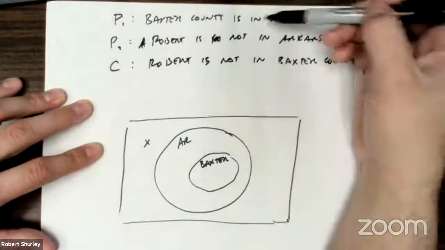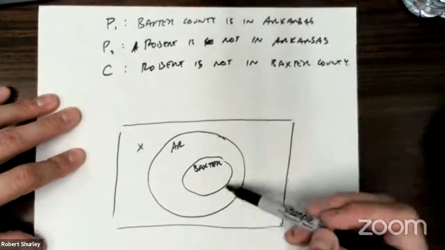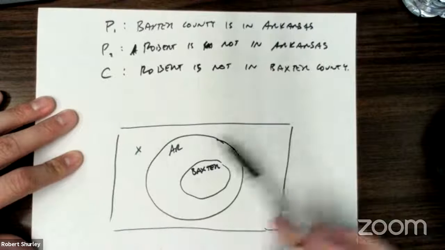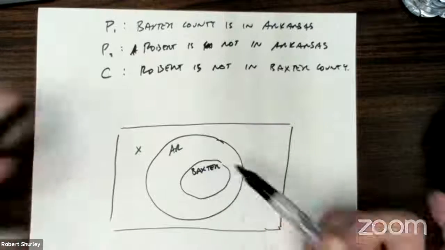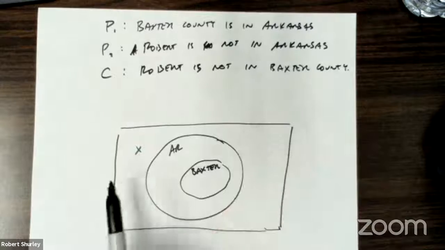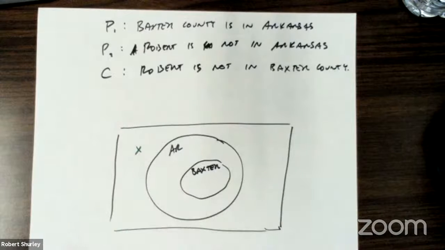You guys agree, Robert is not in Arkansas. He's out here. So therefore, Robert is not in Baxter County. That's a valid conclusion. And this is considered denying the conclusion, okay? We're denying the conclusion because Robert is not in Baxter County. Rather than that first one, which was valid, it was affirming the hypothesis.